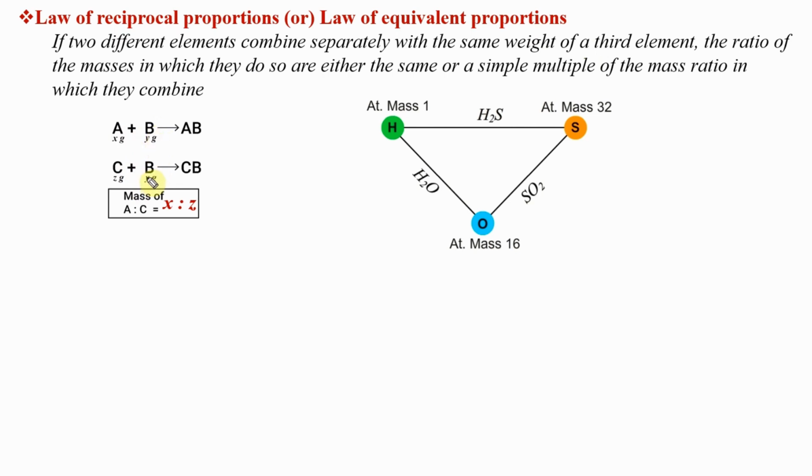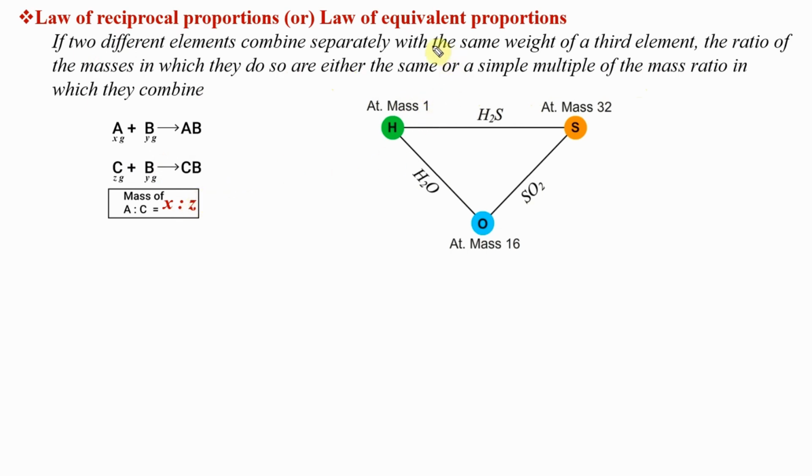For example, what it means is, if A and C both react with the same grams of B, then the ratio of mass in which they do so, x is to z, will be the same or a simple multiple of the mass ratio in which they combine. That is, it should be the mass ratio in which they react with each other, or a simple multiple of it.